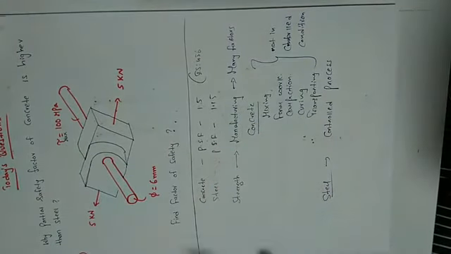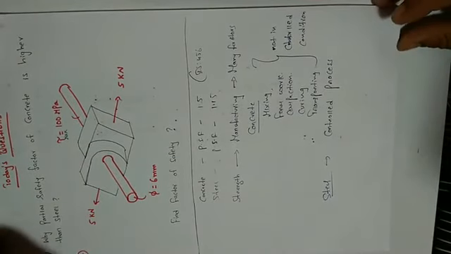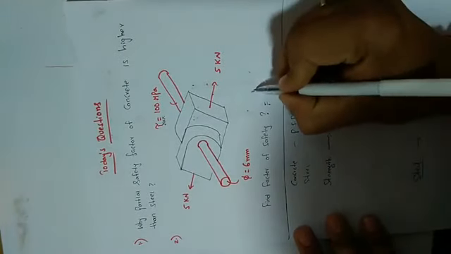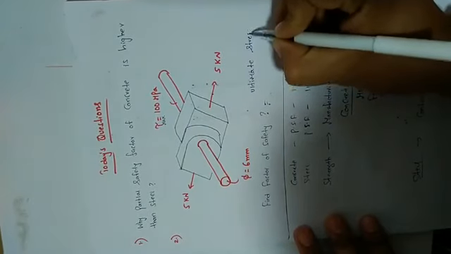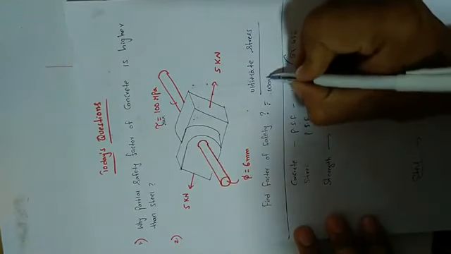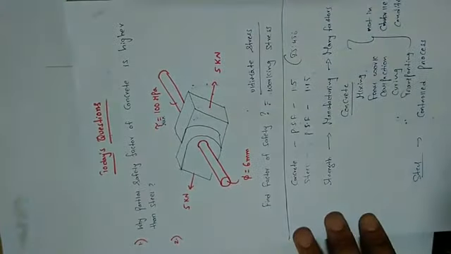Right. So coming to the second question. What is factor of safety? How do you calculate the factor of safety? What is the formula of factor of safety? Factor of safety is equal to ultimate stress by working stress. Ultimate stress by working stress.